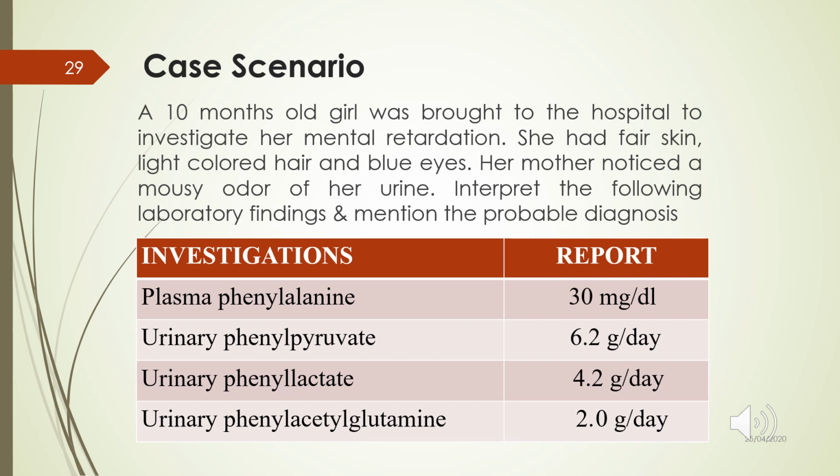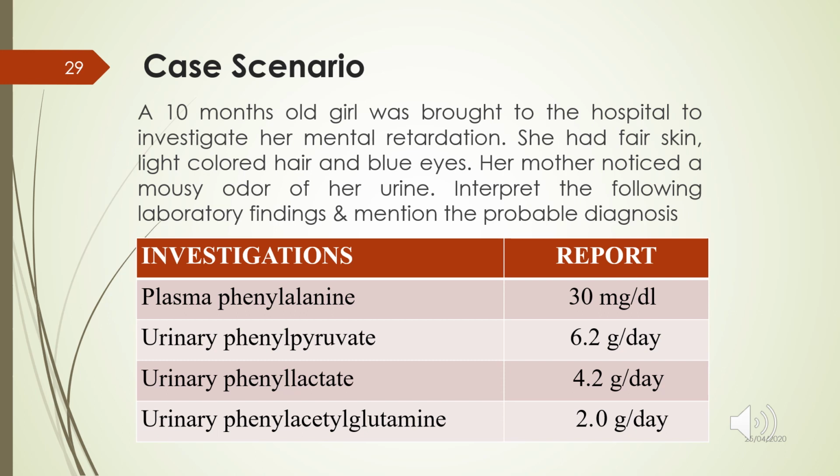The baby also had fair skin, light colored hair and blue eyes, due to increased phenylalanine concentration, which is causing competitive inhibition of the enzyme tyrosinase, a copper dependent enzyme which converts tyrosine to melanin in melanocytes. So here, increased concentration of phenylalanine causes competitive inhibition of the enzyme tyrosinase. Hence, conversion of tyrosine to melanin is blocked, which is leading to fair skin, light colored hair and blue eyes.